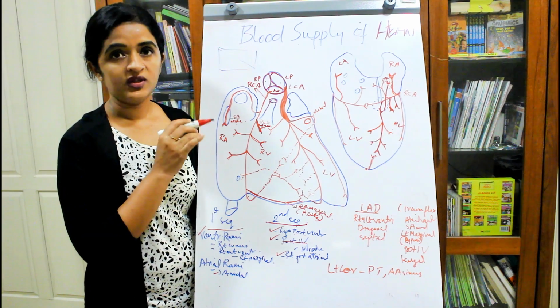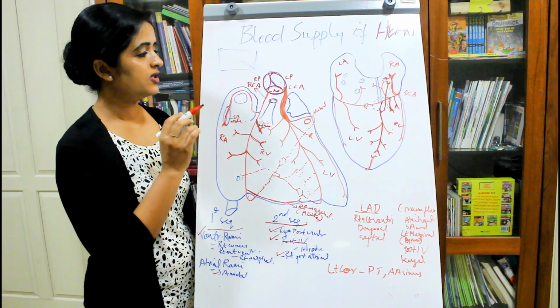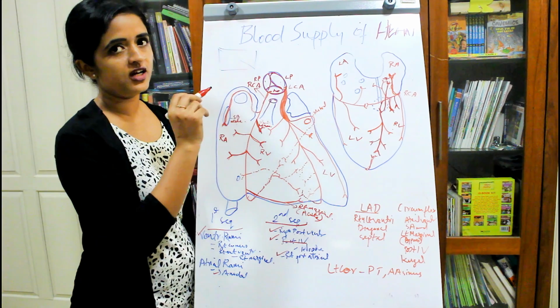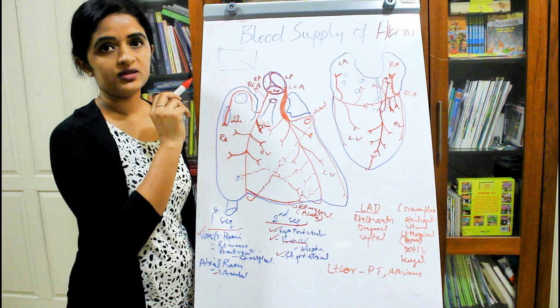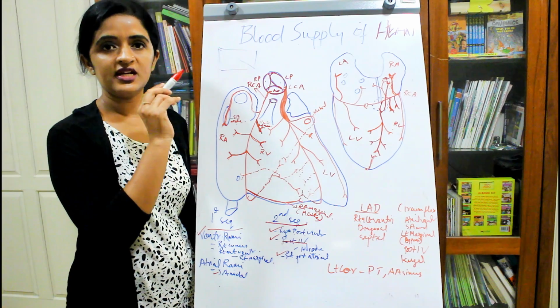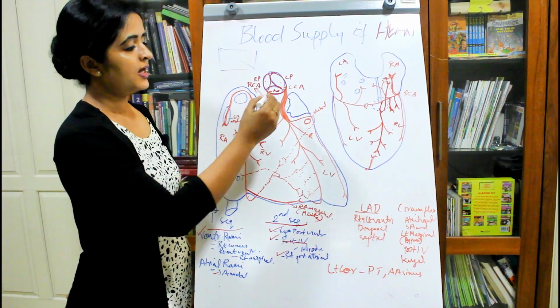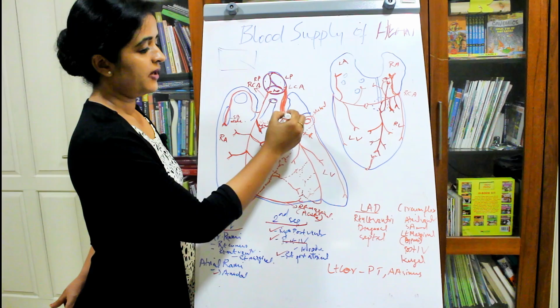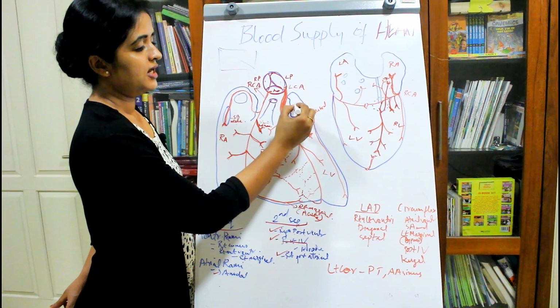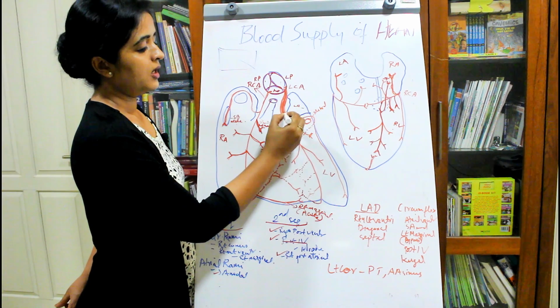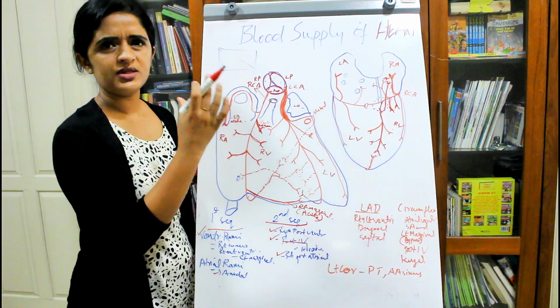Now let's discuss the left coronary artery. So the left coronary artery is arising from where? It is the left posterior aortic sinus, otherwise clinically known as the left coronary sinus. It is descending between the pulmonary trunk and the left auricle. Now it is a very short segment actually.